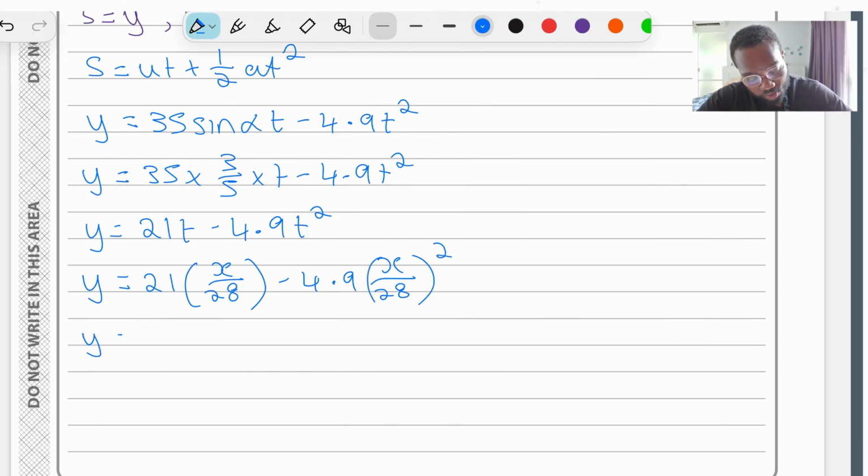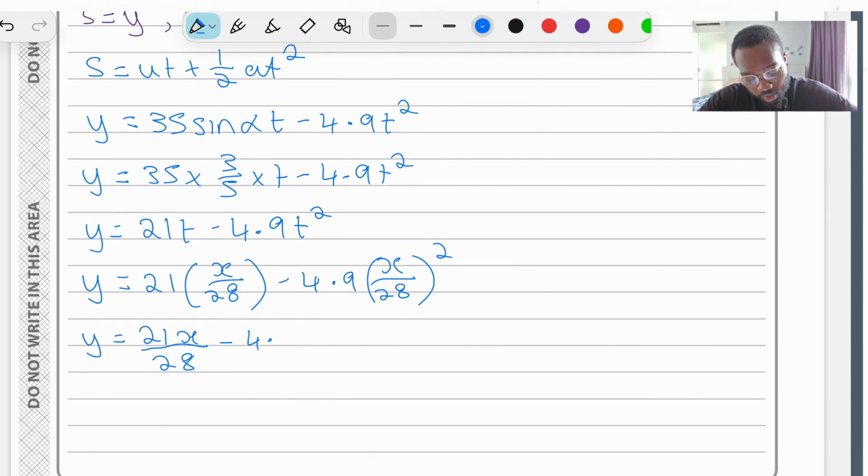So we get y is equal to 21x over 28. And then we get a minus 4.9. If you do this, you get x squared, and then 28 squared, you get 784. And therefore, if we simplify this down now, well, 21 over 28, simplify that down, both go into 7.